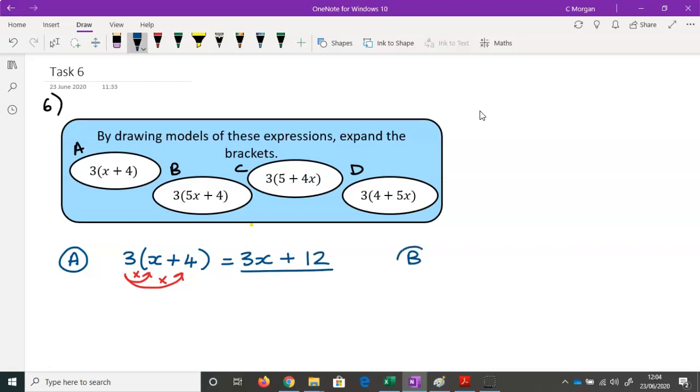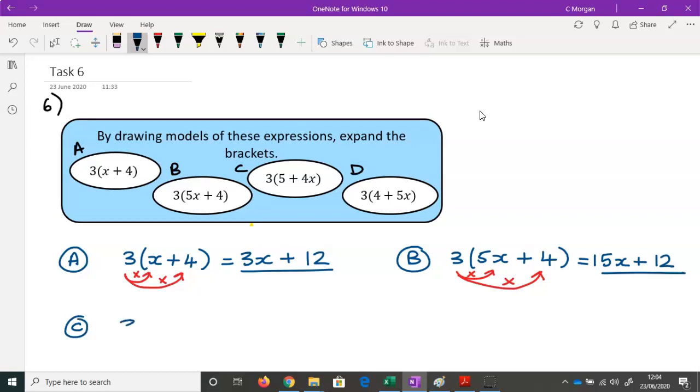Having a look at B. 3 lots of 5x add 4. Please try these yourselves while you press pause, but I am going to go through them now. So I'm multiplying all the expressions inside the bracket by the expression outside. 3 lots of 5x is 15x, and 3 lots of positive 4 is positive 12.